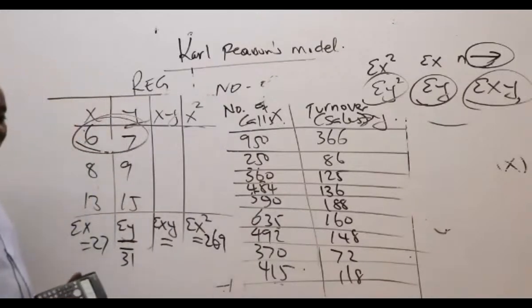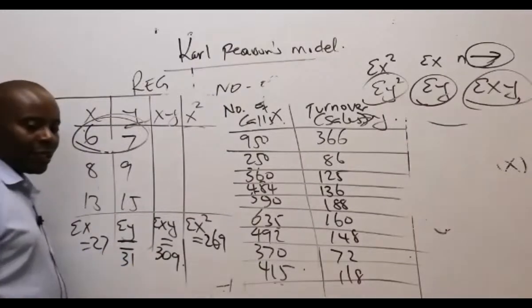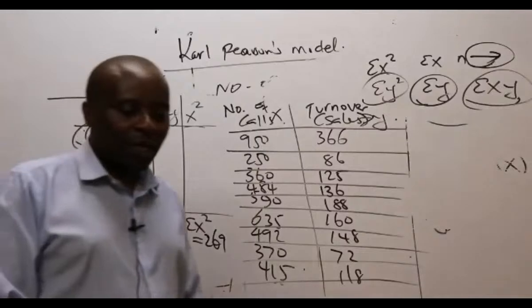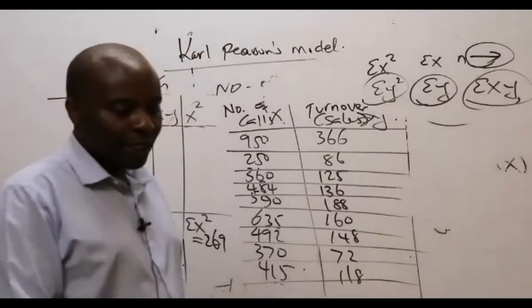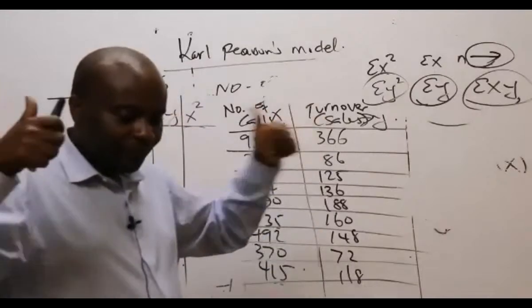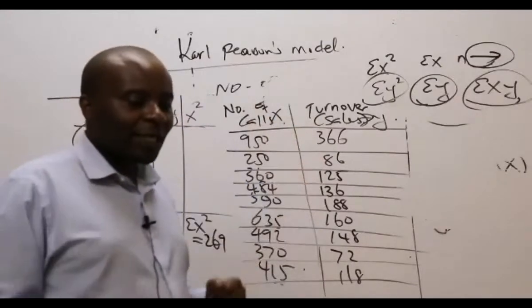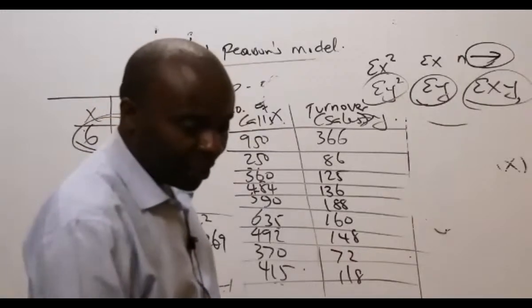Great. And they have even gone ahead to give me summation of xy as 309. Sum of xy, they've gone ahead to give me sum of xy as 3 what here, somebody? As 309. So, ladies and gentlemen, allow me to repeat very fast.